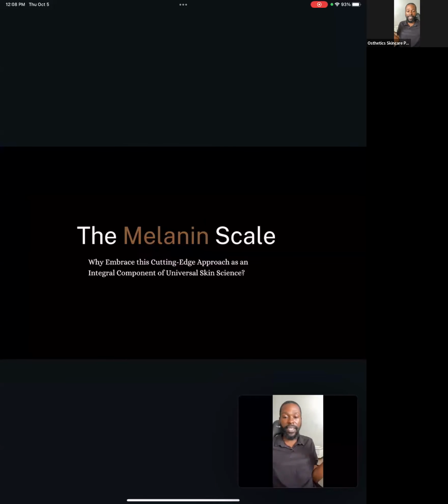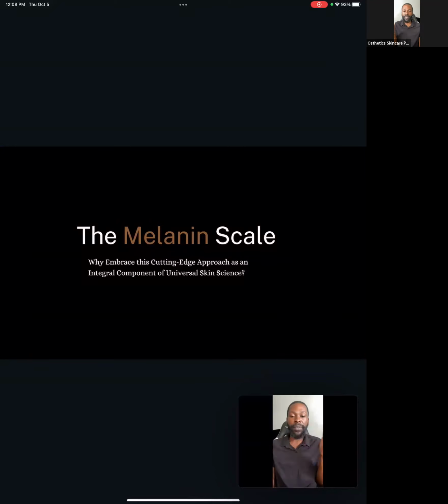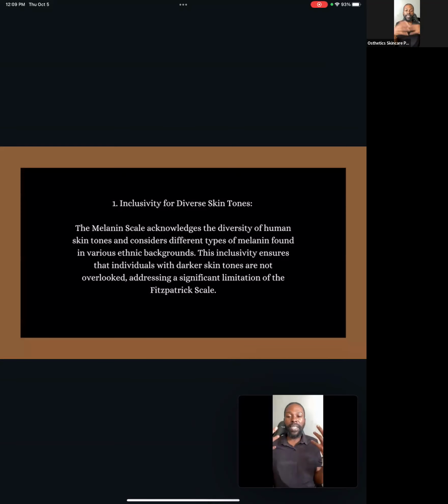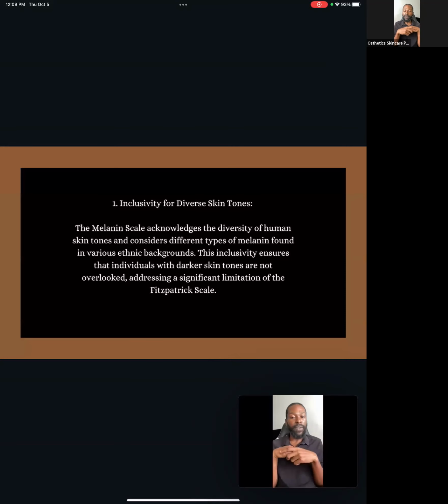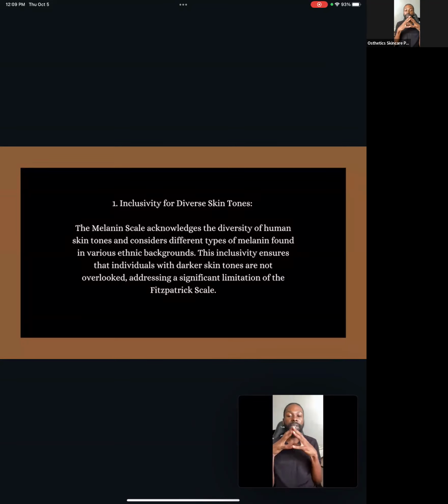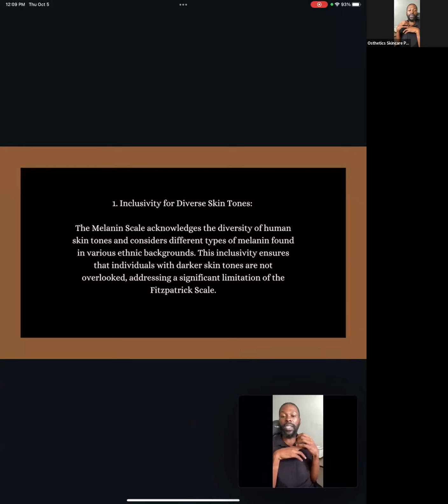Now, the melanin scale, what makes this thing so significant and what makes it so much better than the Fitzpatrick scale? Well, the melanin scale has inclusivity for diverse skin tones. This means that the melanin scale acknowledges the diversity of human skin tones and considers different types of melanin found in various ethnic backgrounds. This inclusivity ensures that individuals with darker skin tones are not overlooked, addressing a significant limitation of the Fitzpatrick scale.